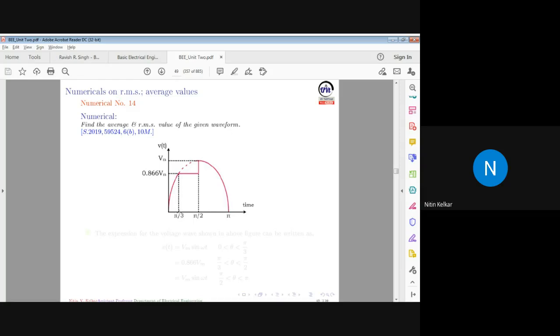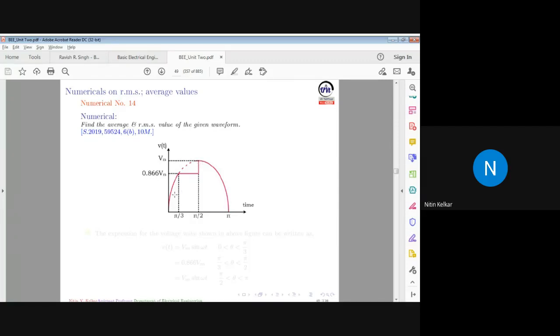From 0 to pi by 3, the waveform is increasing according to a particular equation. From pi by 3 up to pi by 2, the waveform is constant, that is, it is a line parallel to the x-axis. And from pi by 2 up to pi radians, it follows another pattern. If I try to join these 2 points, I will come to know that it is nothing but part of a sine wave.